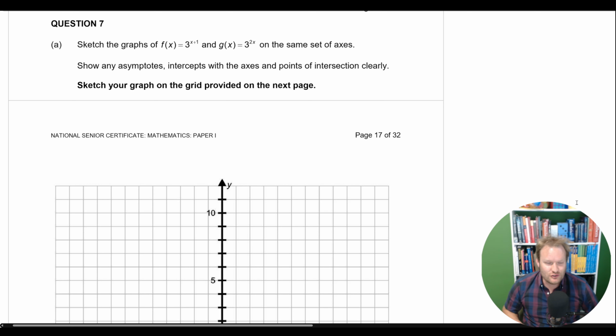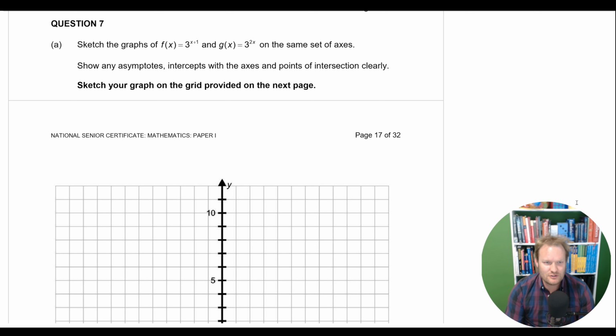Right, so here we are, question 7, 2019 paper, and we're asked to sketch two graphs: f of x equals 3 to the x plus 1, and g of x equals 3 to the 2x. Both of these are clearly exponentials because we have x in the exponent, right?